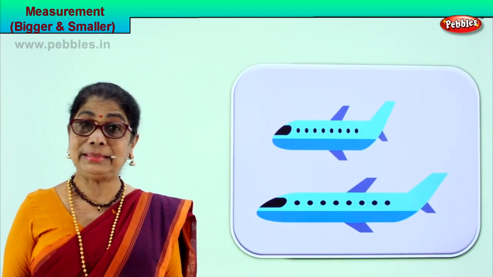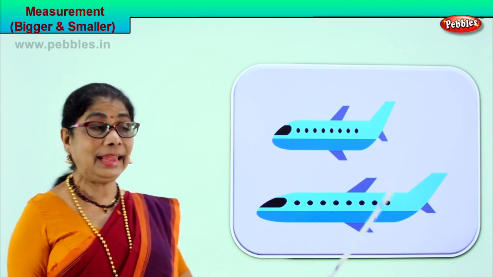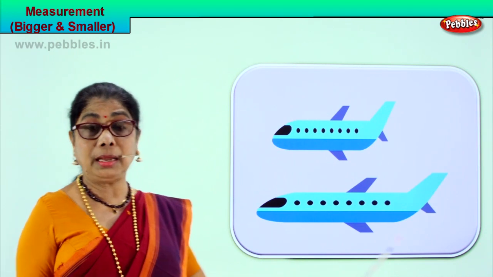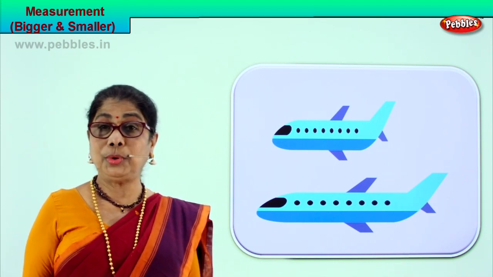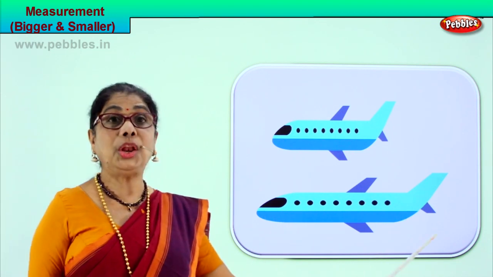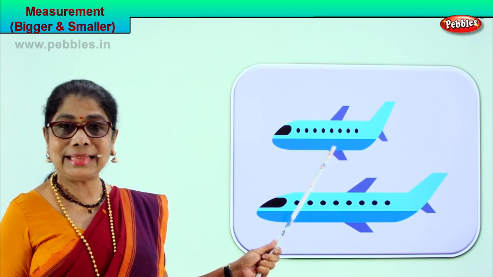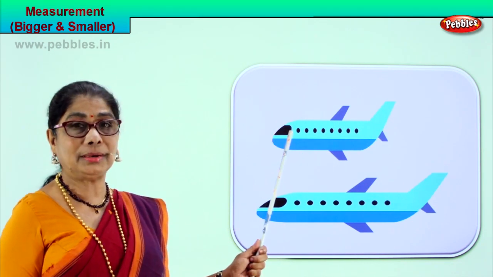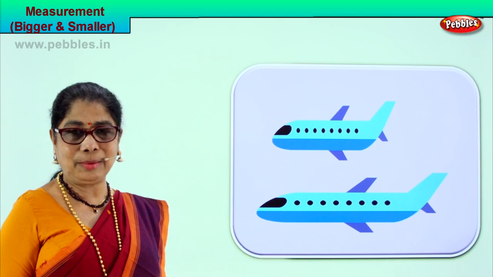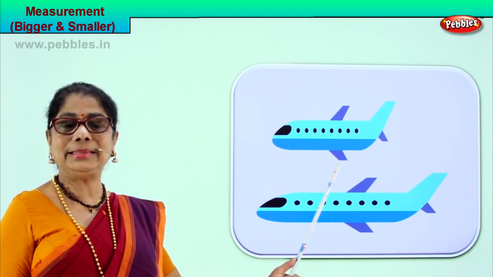We have two airplanes here. This is a smaller airplane and this is a bigger airplane. Which one would you like to get in? This is a longer airplane than this one. This airplane is smaller than this airplane. This airplane is bigger than this airplane.